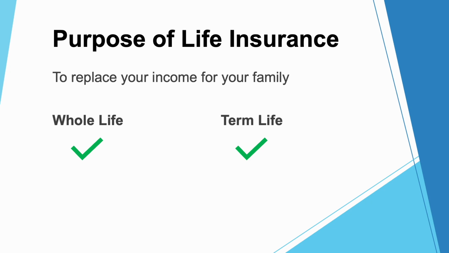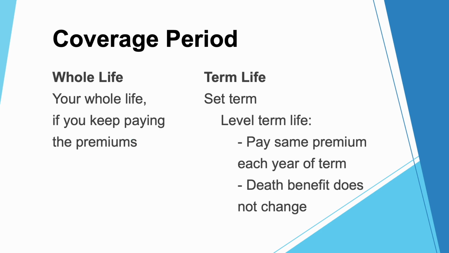Let's compare two common types of life insurance, whole life and term life. The purpose of life insurance is to replace your income for your family if you die. Both whole life insurance and term life insurance accomplish this. With whole life, the coverage period is your whole life, if you keep paying the premiums. With term life, it is a set term. With level term life, you pay the same premium each year of the term, and the death benefit does not change.